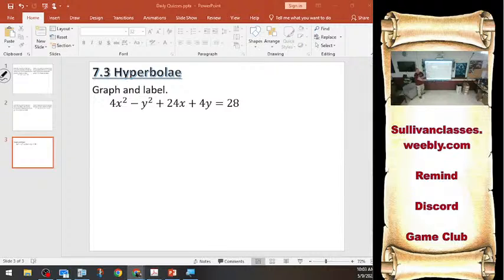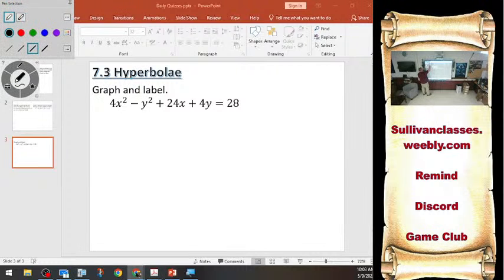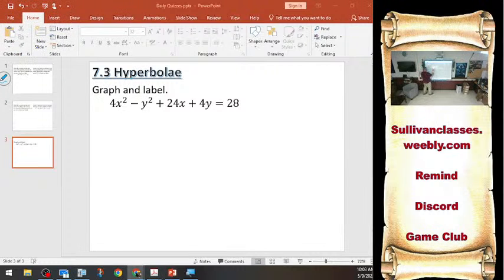If I'm going to graph a conic section, I need to know what kind it is. I determine what kind it is, at least until we learn our trig identities, by looking at it and saying, what kind of critter has two squared terms, but one of them's negative. Hyperbola. Okay. If it's a hyperbola, I'm going to treat it as such. I will take my x stuff together: 4x squared plus 24x minus y squared plus 4y is 28.